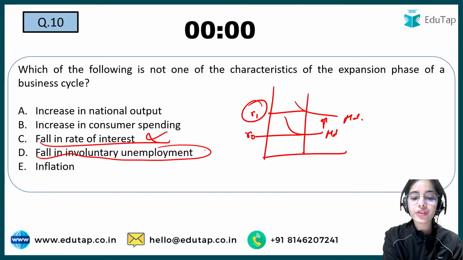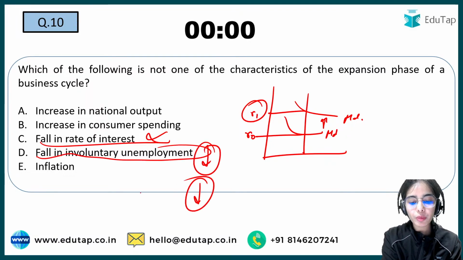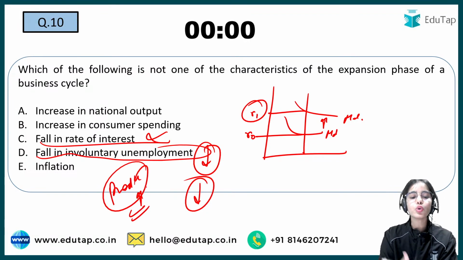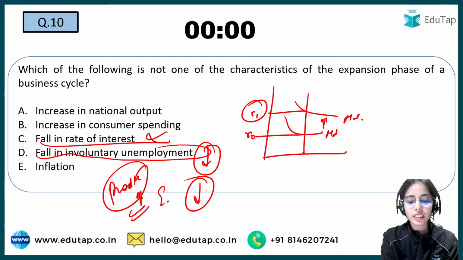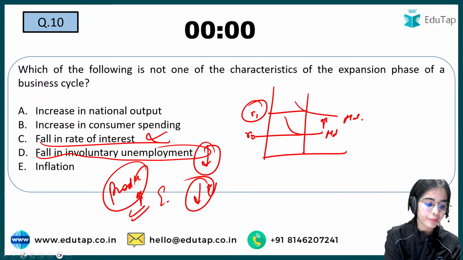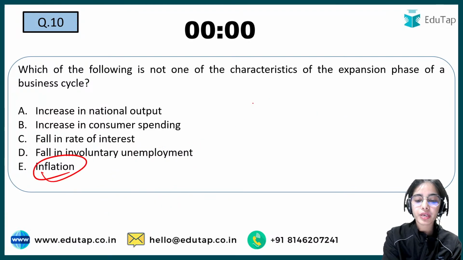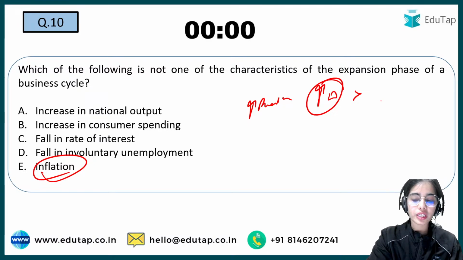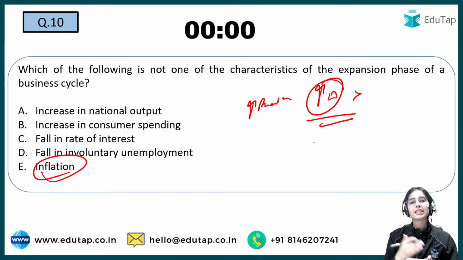The involuntary unemployment is falling. The unemployment is falling because the production is higher. The production is higher, so the employment is higher, the unemployment is lower. Inflation is also rising because when there is higher production, there is further higher demand. So with the higher demand, the supply takes time to increase, so the inflation or the prices start increasing.